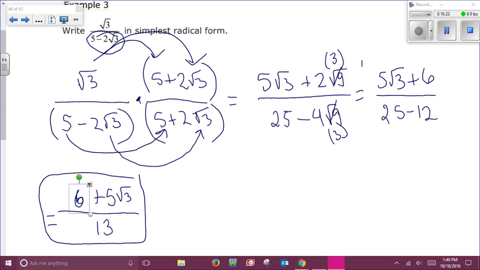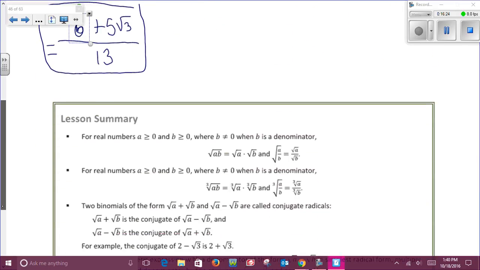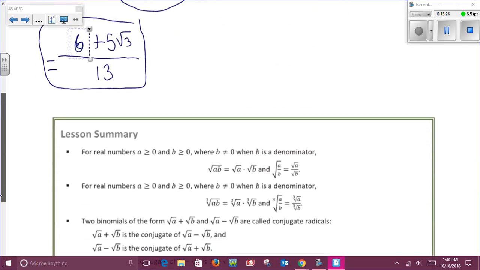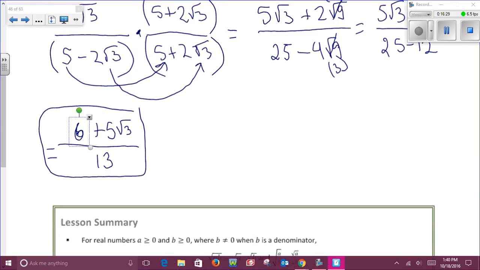And it always helps to look over the summary at the end of the lesson and just kind of read about it, see if there's any questions. But that is it for today.